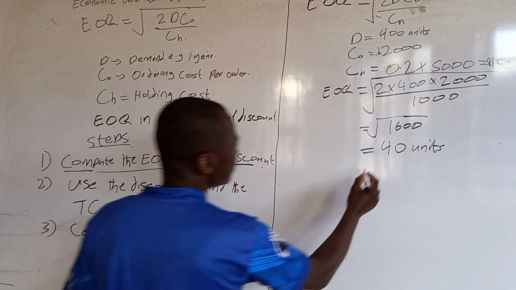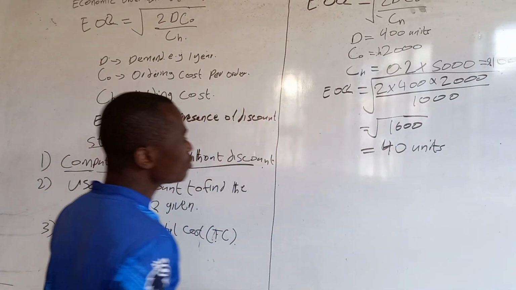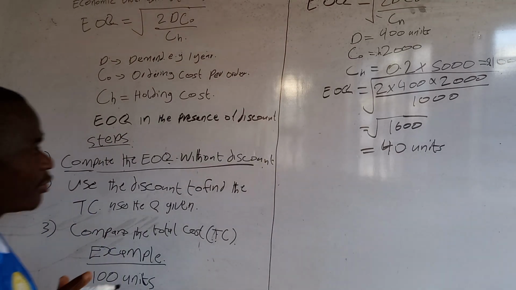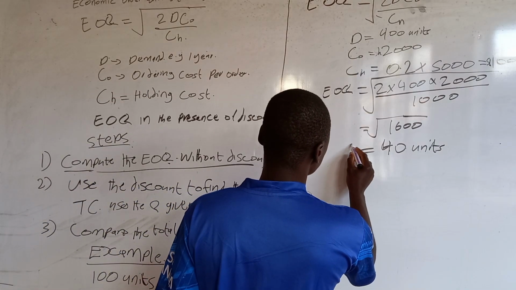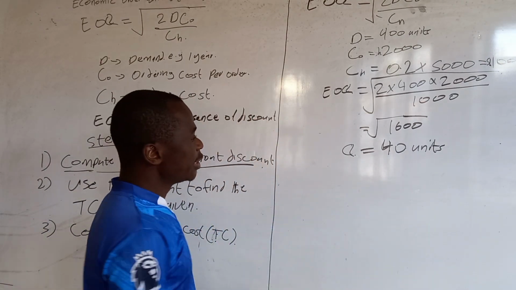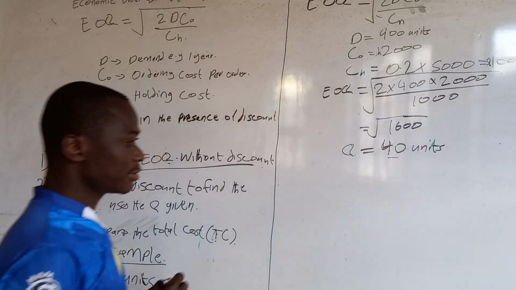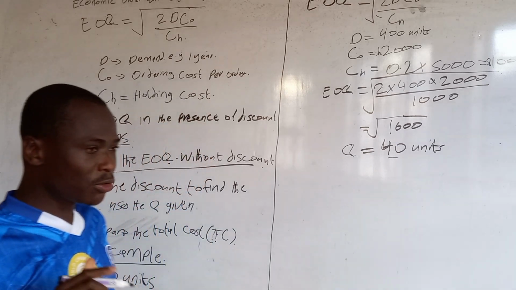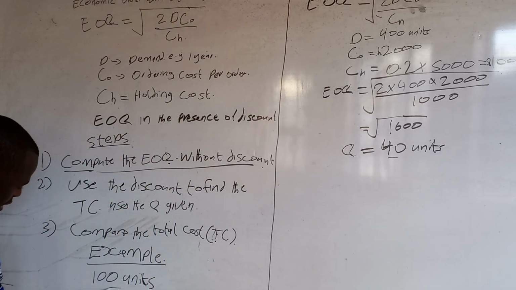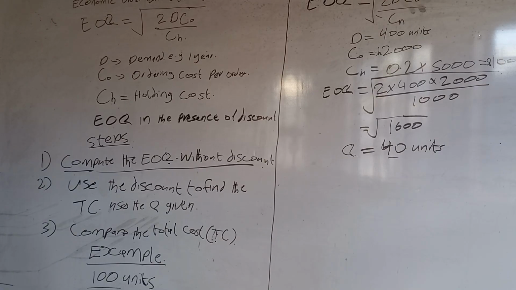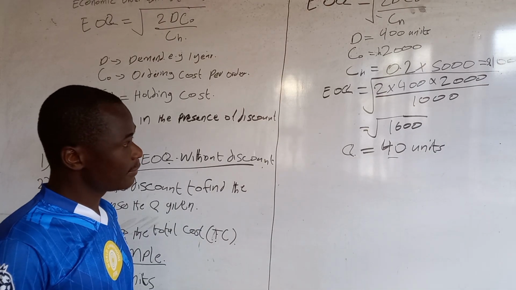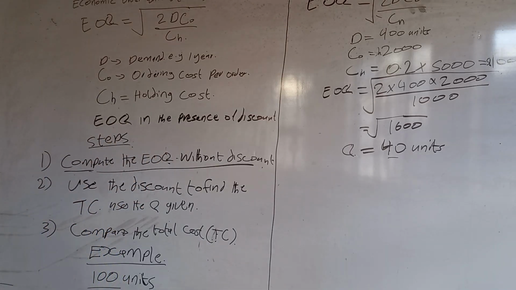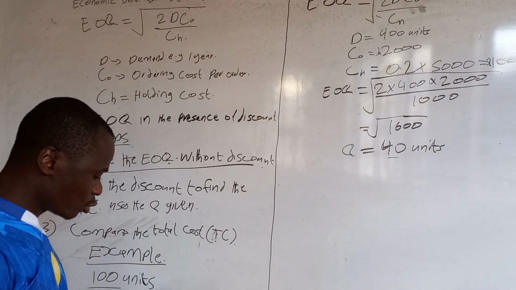So, as you can see, when we are using the EOQ, our ordering quantity per order, Q, is 40 units. But this guy is offering us a discount, but only if we take an order of 100 units. Now, you have seen the difference. Now let us continue and find the total cost.